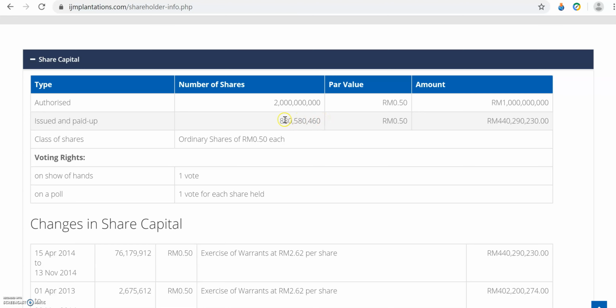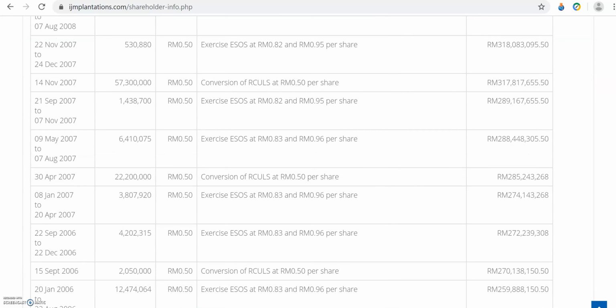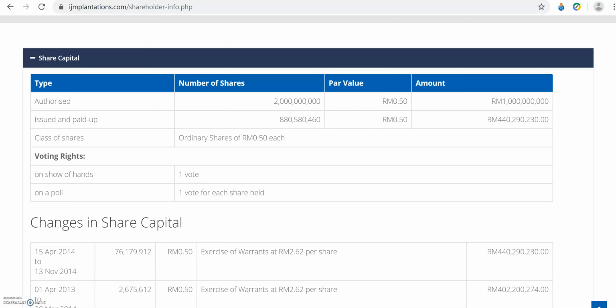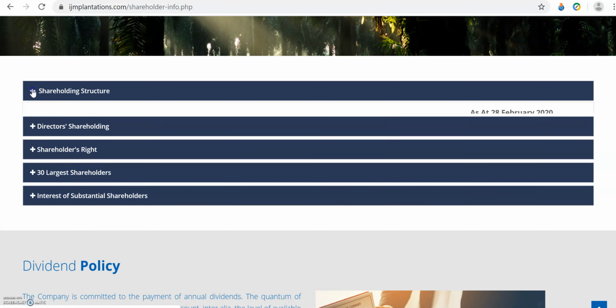Okay, I'm not really good in these numbers. So par value is 50 cents. This is the amount of issued and paid up. Basically these are the history of their share capital. And then if you want to have a look further, you can try to look at their shareholding structure.